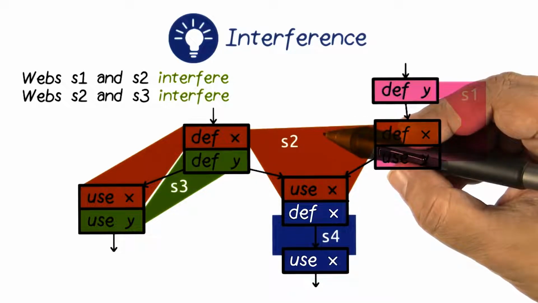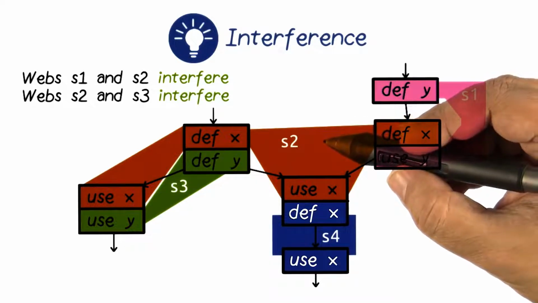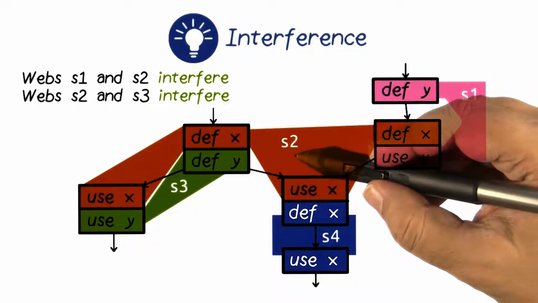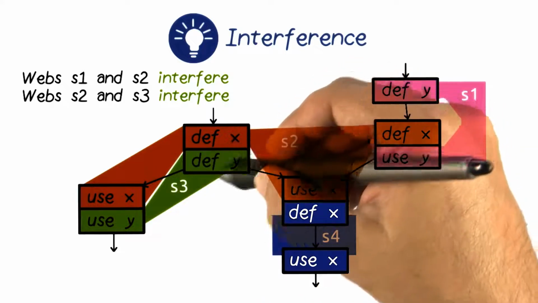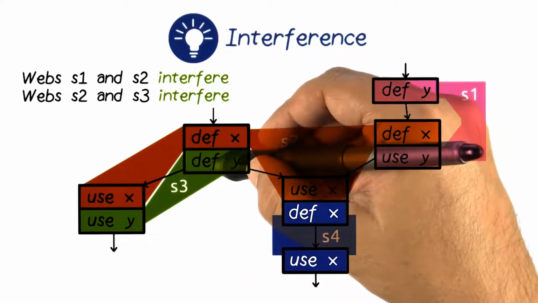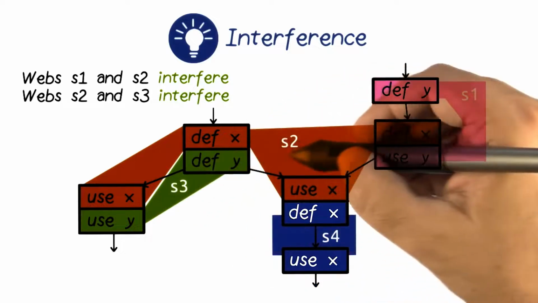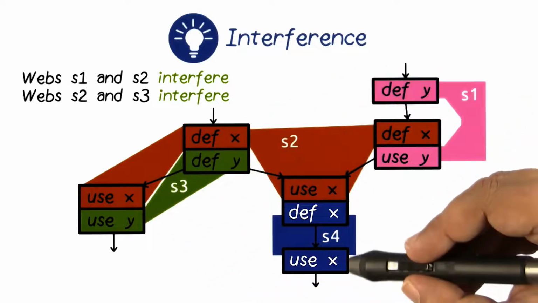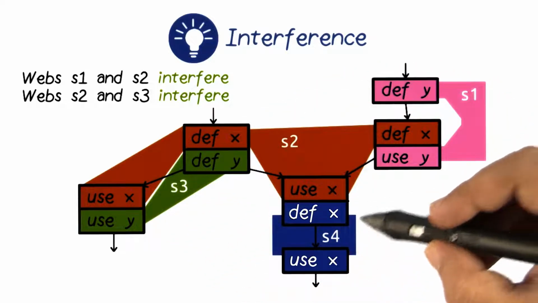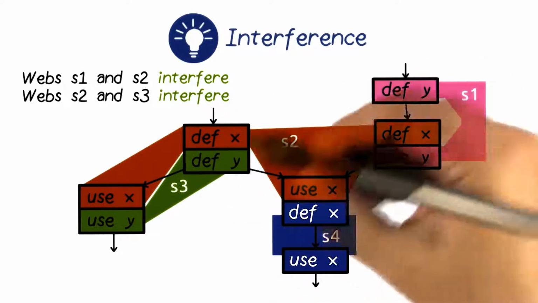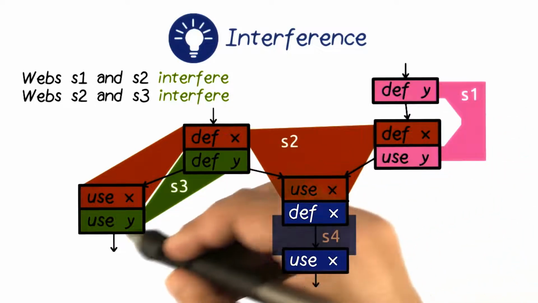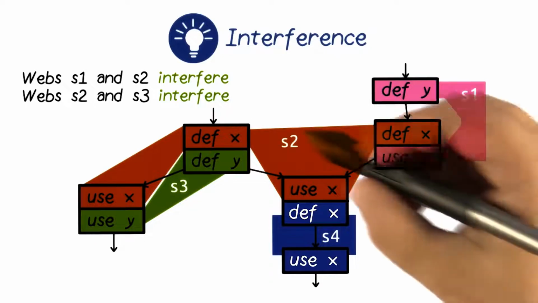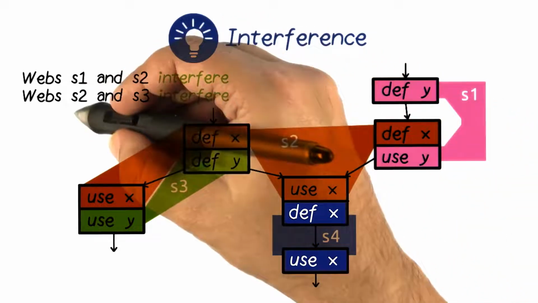Continuing the same concept of interference, two webs interfere when they share the same program point. So you can see here that S2 and S3 are going to interfere because they share the program point over here, and that's why they cannot share the same register. You can also see that S4 is not interfering with any of the webs over here. Similarly, S1 and S3 are not interfering either because they don't share the same program point. So the only interference is between S1 and S2, and S2 and S3.